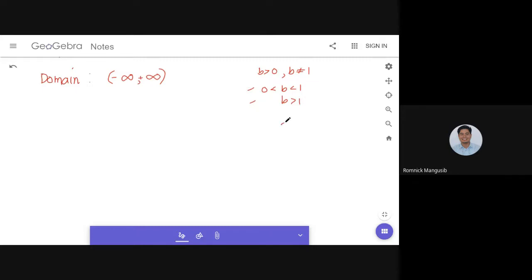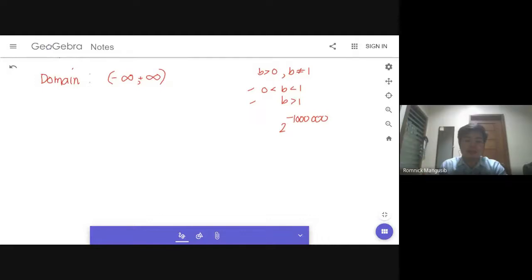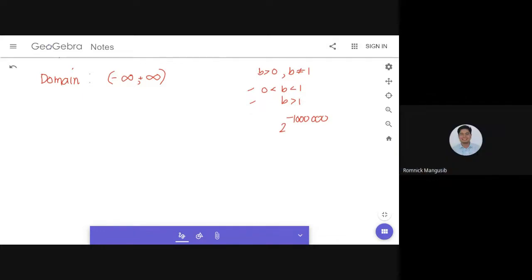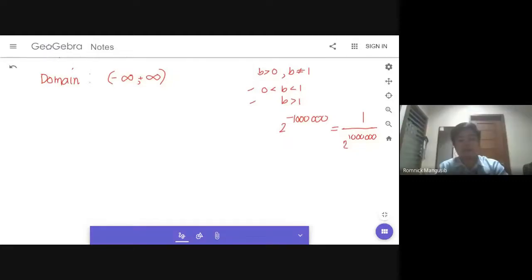Can you just imagine a base when you raise it to 1 million? To negative 1 million? Do you think that is undefined? Do you think that will be a number that is not recognized as a real number? Actually, that is a real number. Kasi in the rule of negative exponent, this can be written into 1 over 2, and turn negative 1 million into positive 1 million. So you see, kaya sabi ni Domain, ano man ang value ng x na gusto mong i-substitute sa exponential ay tatanggapin mo. Okay? Imagine mo, 2 raised to 0 is already 1.